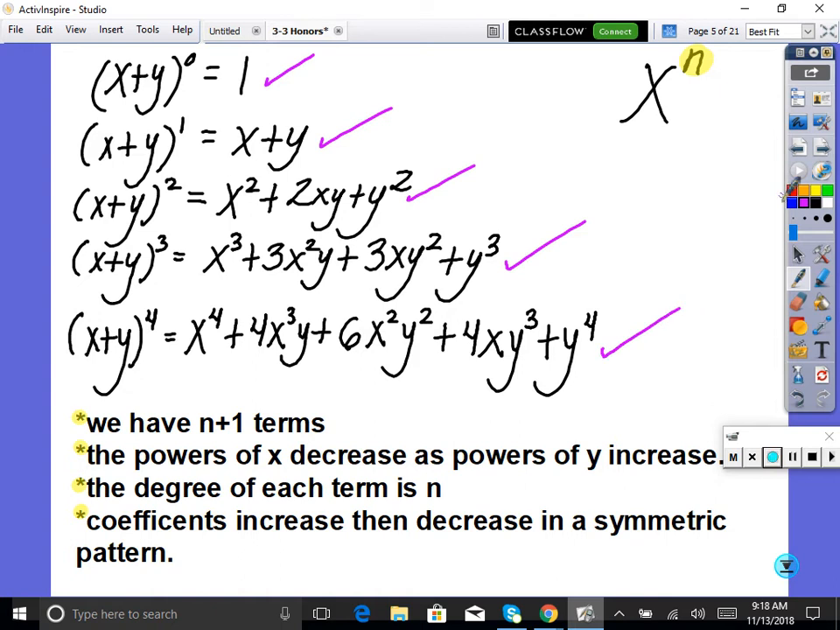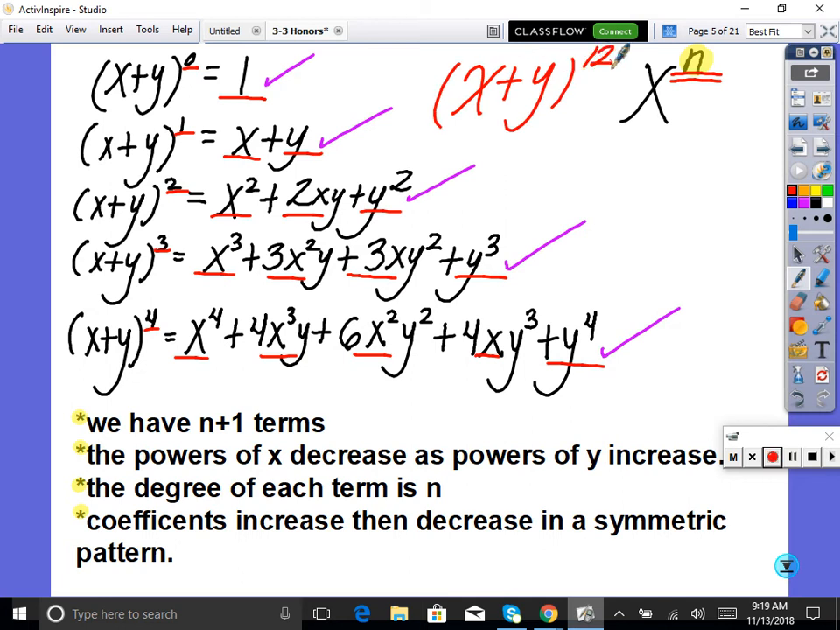The first thing I want you to notice, this is important to see, is degree 0 has 1 term. Degree 1 has 2 terms. Degree 2 has 1, 2, 3 terms, right? Degree 3 has 1, 2, 3, 4 terms. Degree 4 has 1, 2, 3, 4, 5 terms. So what can we say? Yeah, there's always going to be one more term than the degree. So if we call the degree n, there's going to be n + 1 terms. Does everybody understand? So if I now test your knowledge and say, if I have (x + y)^12, how many terms will there be? 13. Okay, that's important to know.